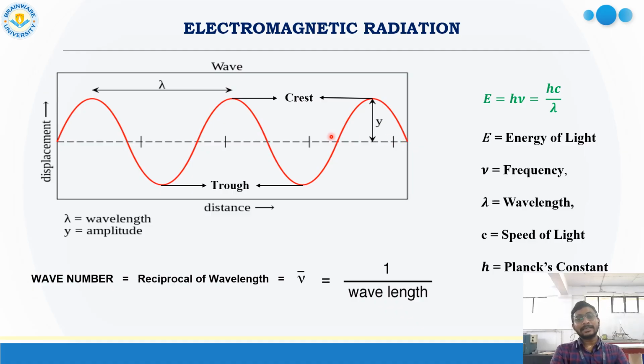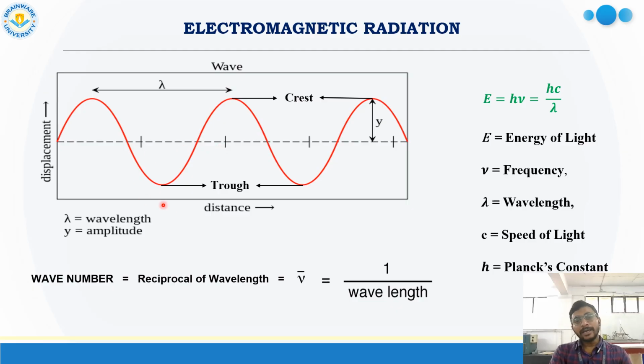Then we'll have to understand what electromagnetic radiation is. As I said, it is wave in nature, so we have to understand a wave. A wave is basically a sine curve that looks like this. It has maxima followed by minima. The maxima are called crests, and the minima are called troughs. The distance between two crests or two troughs is a wavelength. That is a complete wave.